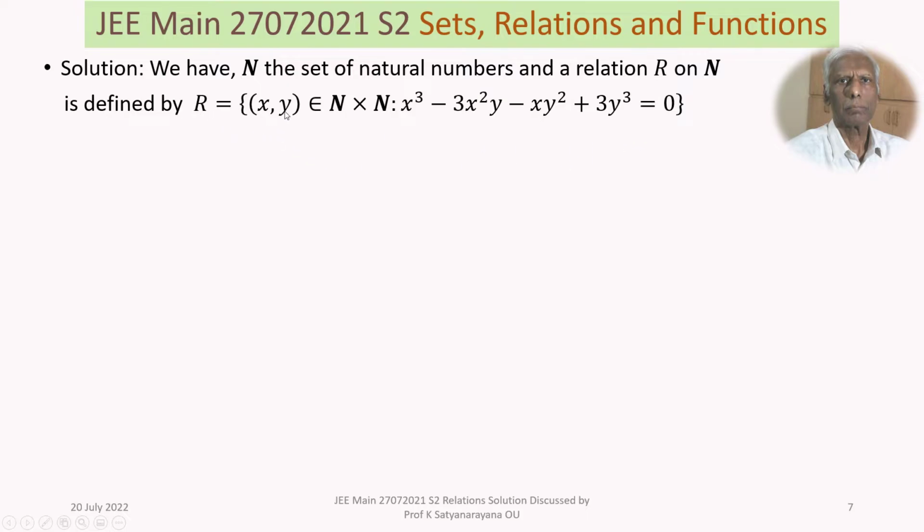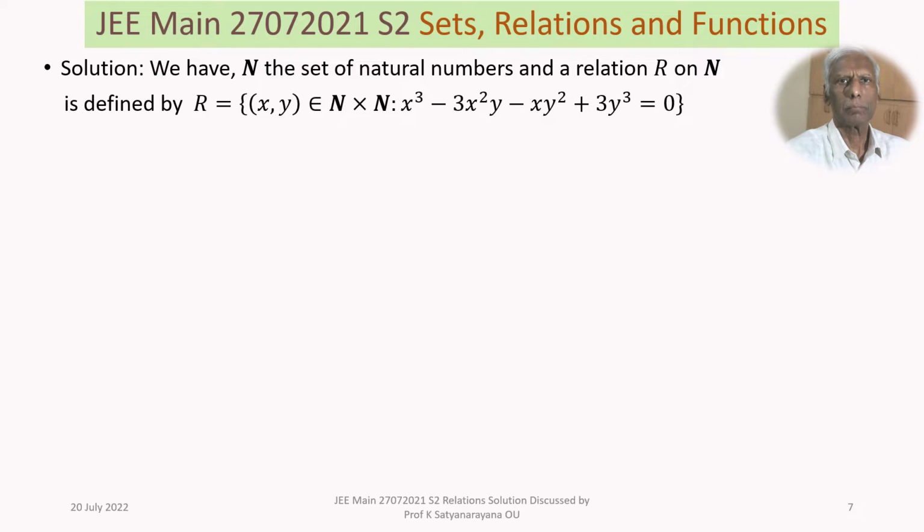Why? If you replace y by x, then you will get x cube minus 3x square into x, which is 3x cube, minus x into x square, which is x cube, plus 3x cube. Then x cube minus x cube cancels, and 3x cube minus 3x cube cancels, and it will be 0. That means all ordered pairs (x, x) belong to R, for all x belonging to N. Thus, R is reflexive. So, you need not go into any further analysis.